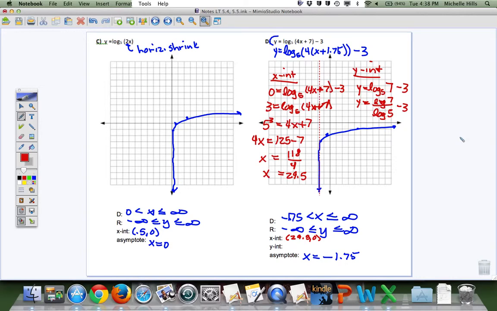I'm going to, in my calculator, the base 10 log of 7 divided by the base 10 log of 5, and then subtract, not divide, subtract 3, and I get -1.79 to 2 decimal places. So my y-intercept is when x is 0 and y is -1.79. If you want to see the second part, watch the second video.